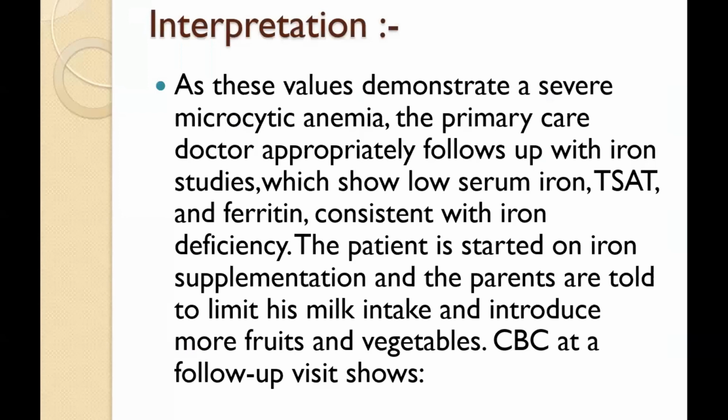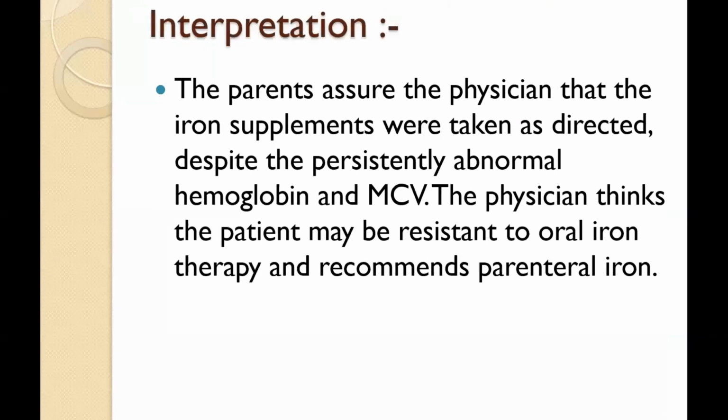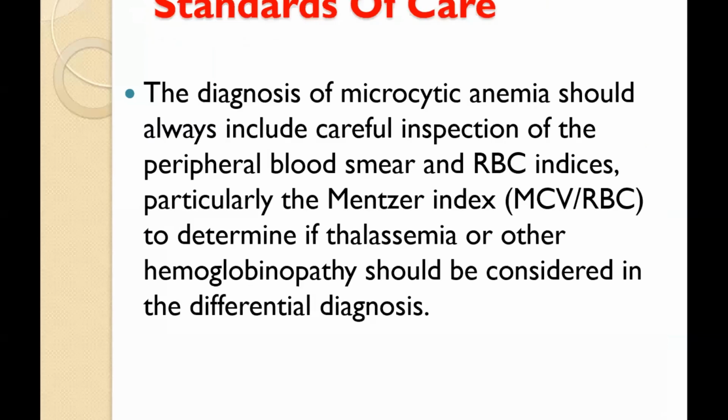Serum iron, percentage saturation, and ferritin was done, and these were suggestive of iron deficiency, and they started iron supplementation. There was some response, but not very significant. Hemoglobin responded, but MCV remained low, RBC remained high. So what they should have done, they should have done HB electrophoresis also in this case to diagnose this hemoglobinopathy. And what they thought, this is resistant to oral iron therapy.